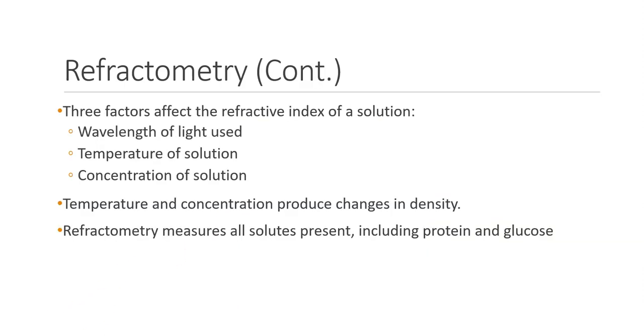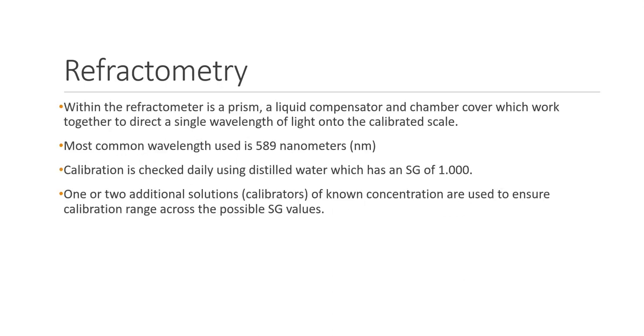Three factors affect the refractive index of a solution in refractometry: the wavelength of light used, the temperature of the solution, and the concentration of the solution. Temperature and concentration produce changes in the density of the solution. Refractometry measures all solutes present, including protein and glucose. Within the refractometer is a prism, a liquid compensator, and a chamber cover, which work together to direct a single wavelength of light onto the calibrated scale.